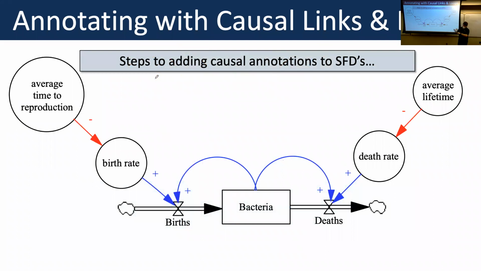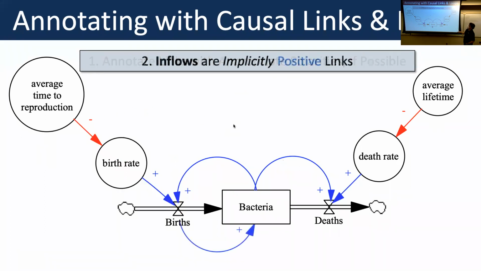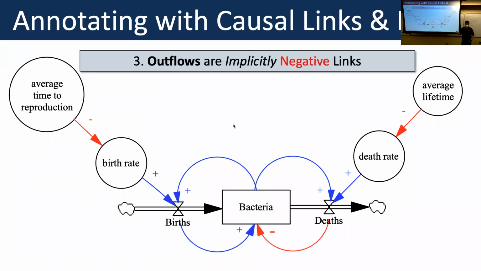So what are the steps to adding these causal loops to stock and flow diagrams? We've got a stock and flow diagram like this one. First we annotate the links with appropriate polarities. That's already been done for us here. So average time to reproduction to birth rate: well, birth rate is 1 over average time to reproduction, so that's a minus. But birth rate is directly related to births, so that's a plus. I could go through and annotate each one of these. After you do that, I have to remember, either in my head or explicitly, that I've got positive links for every inflow and negative links for every outflow.